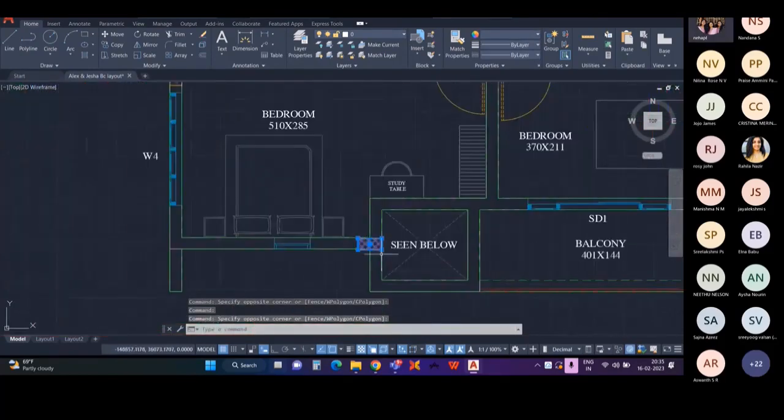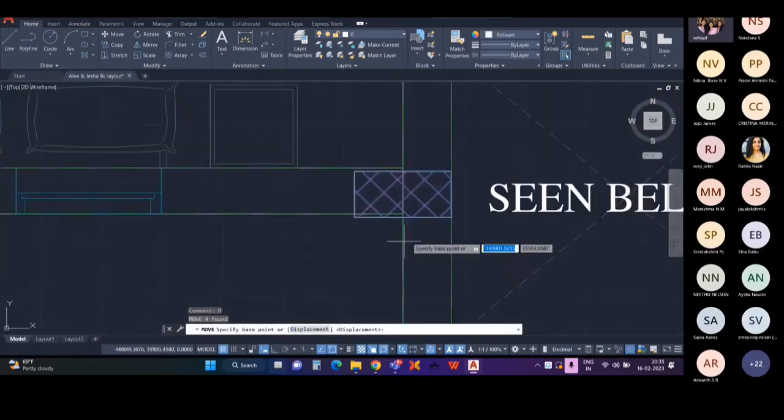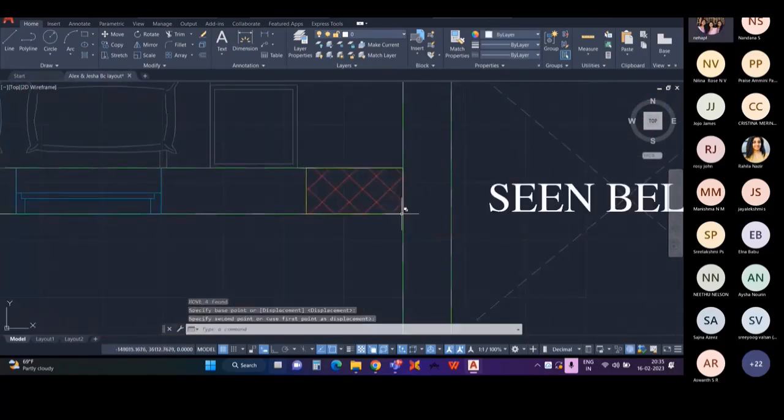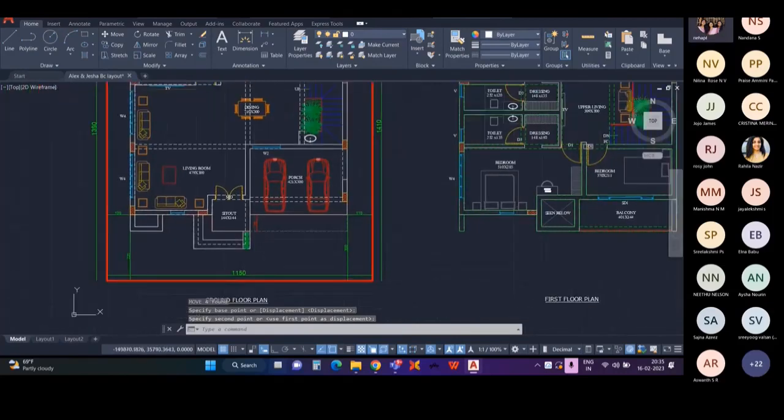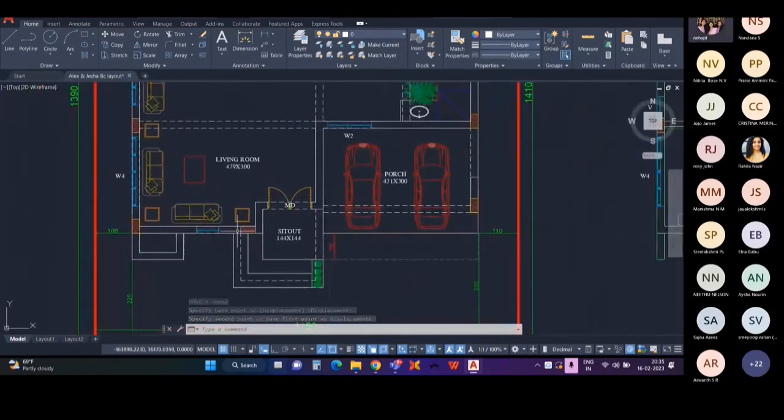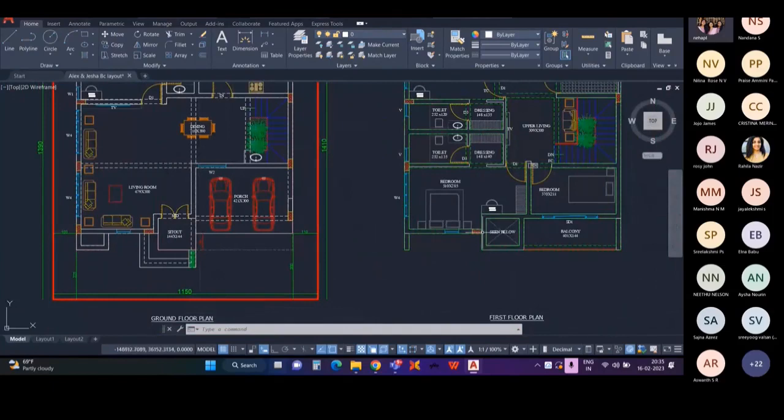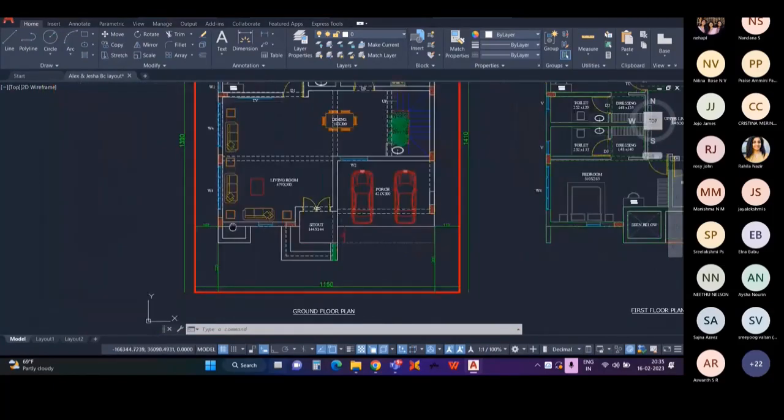I don't have that 3D image to show, so that's why I will be shifting this column a little bit to the left side. Now it's okay. I have provided a column here too.